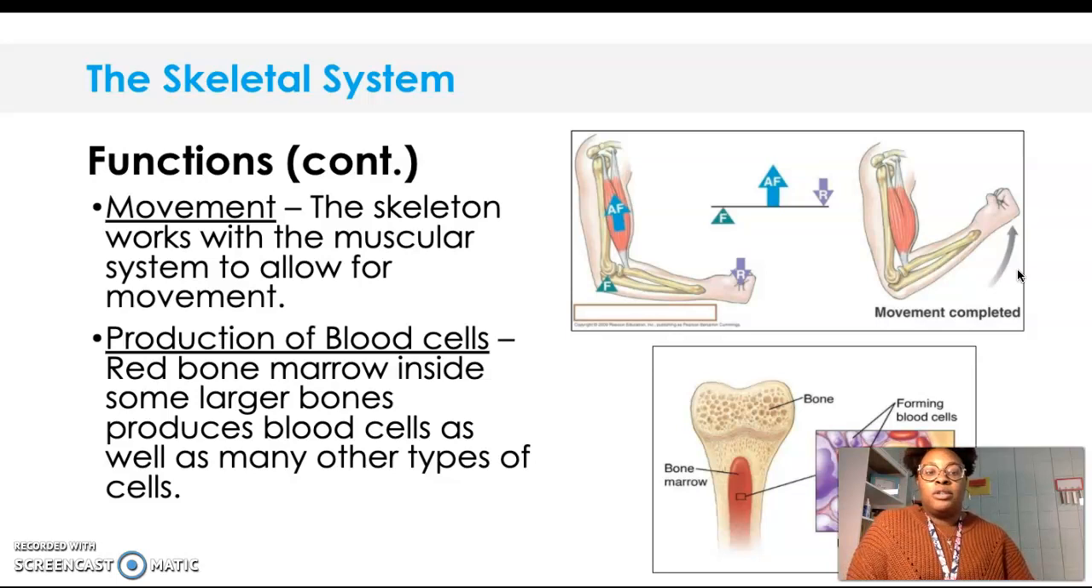So your red blood cells are produced in your long bones, so like in your femur, which is your big leg bone, in your humerus, which is this long bone right here from your elbow all the way up to your shoulder. And so red blood cells are formed in the bone marrow, in the long bones.